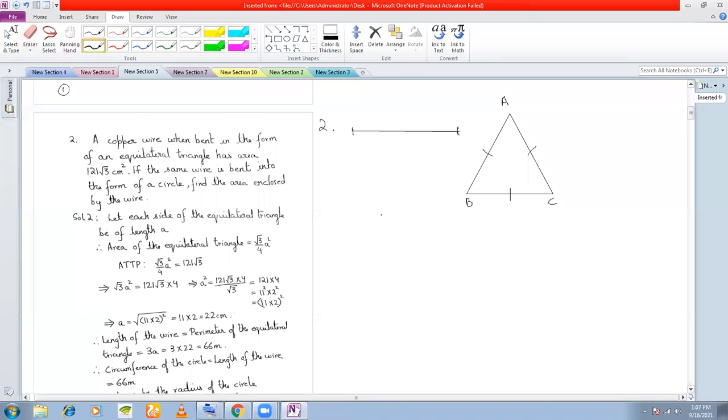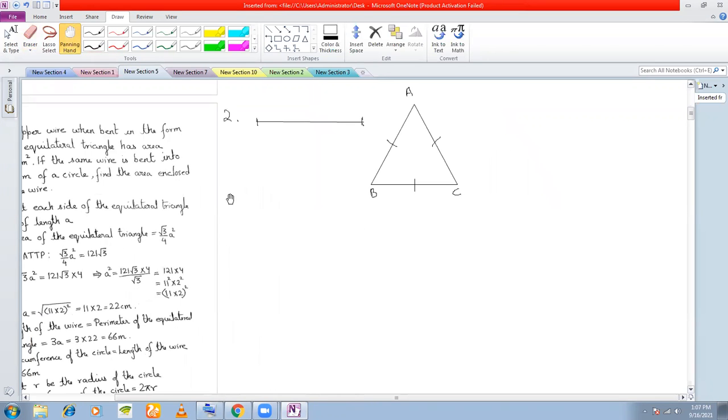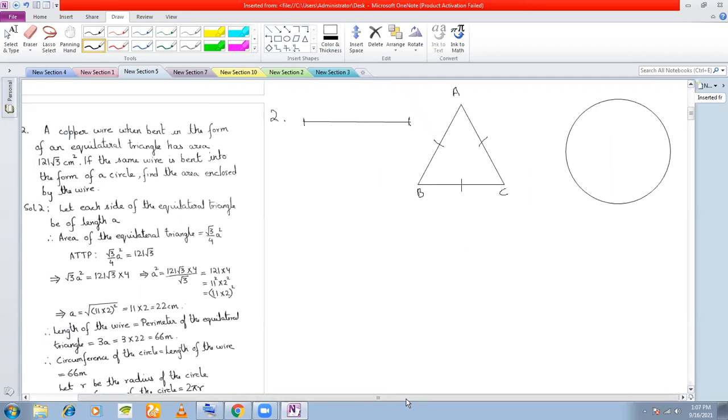Next is, if the same wire is bent in the form of a circle, the same wire, now what I do is that I untangle the wire, straighten the wire, and then I make a circle out of it. So now the length of this wire becomes the circumference of this circle, right? So now that we have this idea, now we can start the problem.